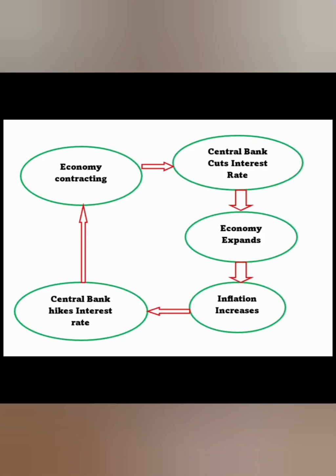Whenever the economy is contracting, the central bank cuts the interest rate and so the economy expands, which leads to increased inflation, which in turn leads the central bank to hike the interest rate and the economy contracts and the cycle goes on. The chart below depicts the interconnected relationship between interest rate and inflation.